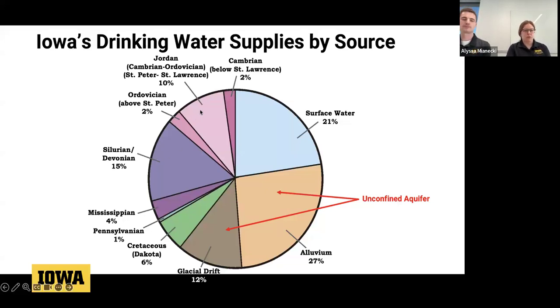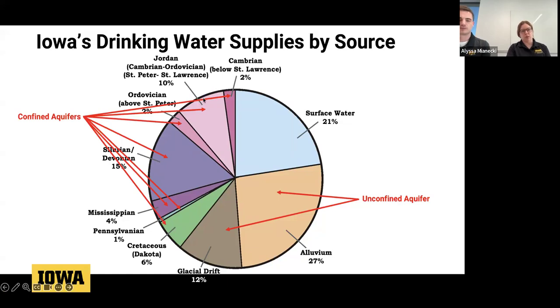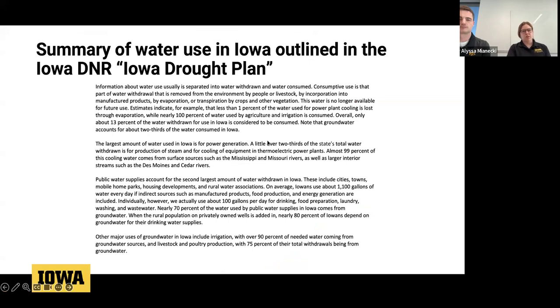And the smallest portion of groundwater used for drinking water in Iowa is in these confined aquifers. So these tend to be deeper, and they're just more expensive to tap into, especially when you're in that southwest part of the state. So just as a summary, I found in the Iowa Drought Plan from the Iowa DNR in 2023, they outlined some of the water uses in Iowa. And this is super interesting because what they said is that only about 13% of the water withdrawn for use in Iowa is considered to be consumed.